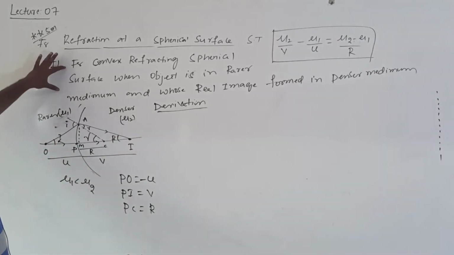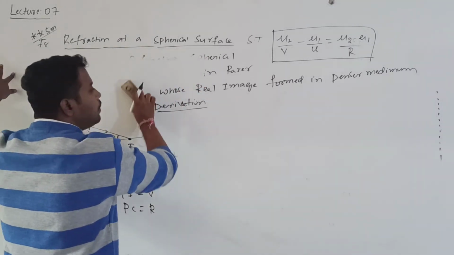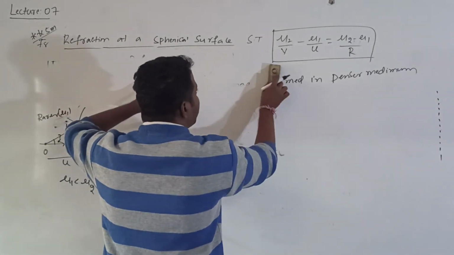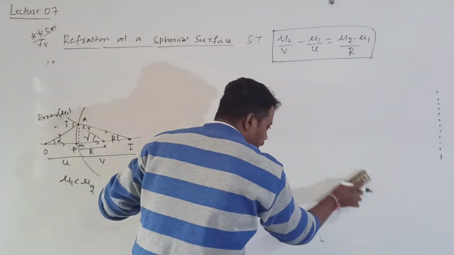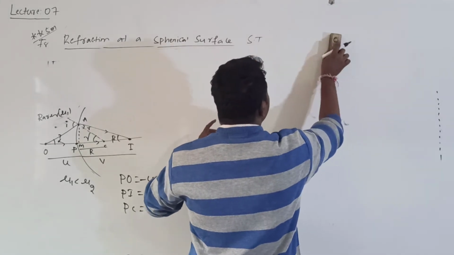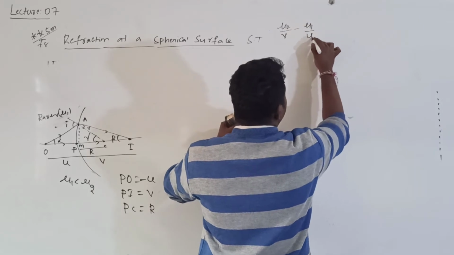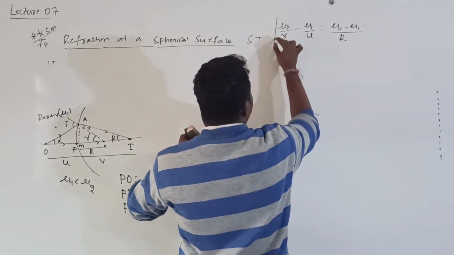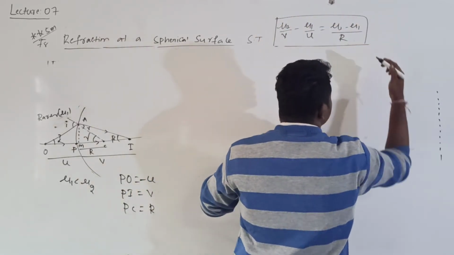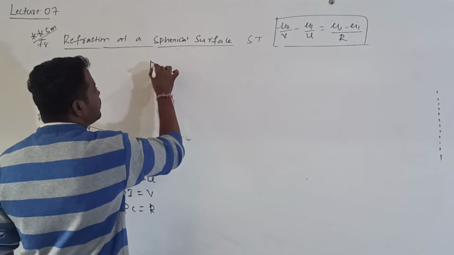So this case you have noted. I am deriving the derivation for which case? For the case where the object is placed in the rarer medium and its real image is formed in the denser medium, because I want to utilize the space properly and completely. Here what I want to show is mu2 by v minus mu1 by u is equal to mu2 minus mu1 divided by R. This is what we want to derive. So now I will continue with the derivation part.